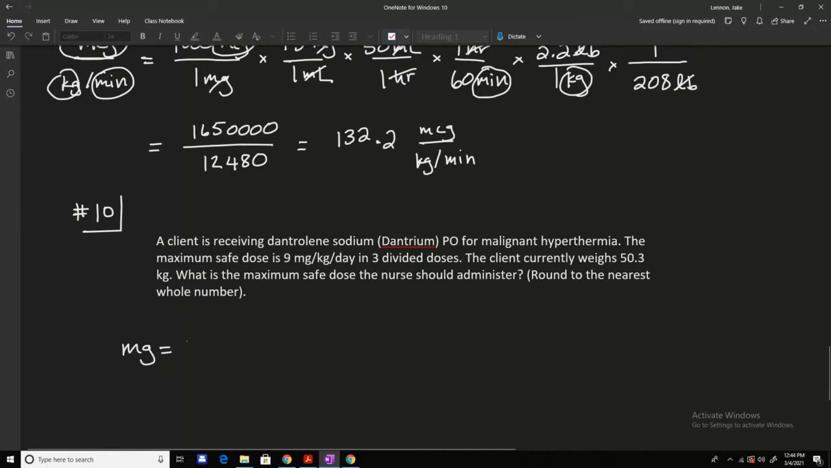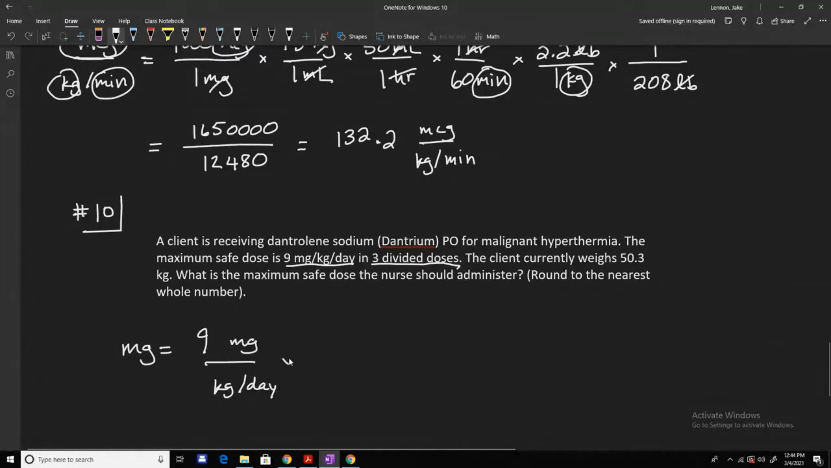And then if you want to do it all on one problem, you kind of can, because the thing is, it's giving you not the amount per dose. This maximum safe dose is the amount per day, right? And then they're telling you each day you receive 3 divided doses. So you could think of this as 9 milligrams per kilogram per day. And then you could think of 1 day as having 3 doses.